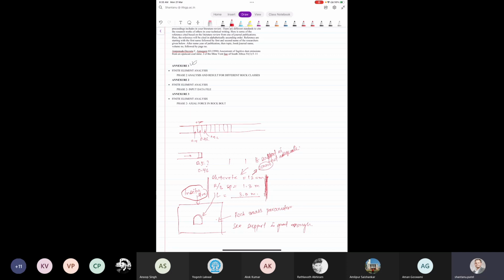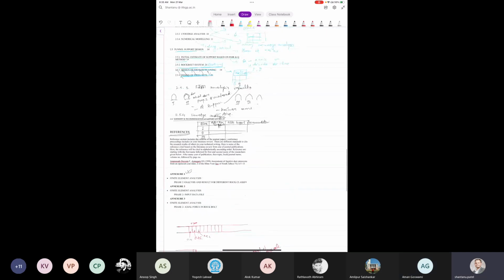Okay, and then I'll come up with this table here. So for different classes of rock, what is the rock mass classification system saying? What is the FEM support system saying? And then you need to recommend what support system you are going to use for different classes of rock. Is this clear?